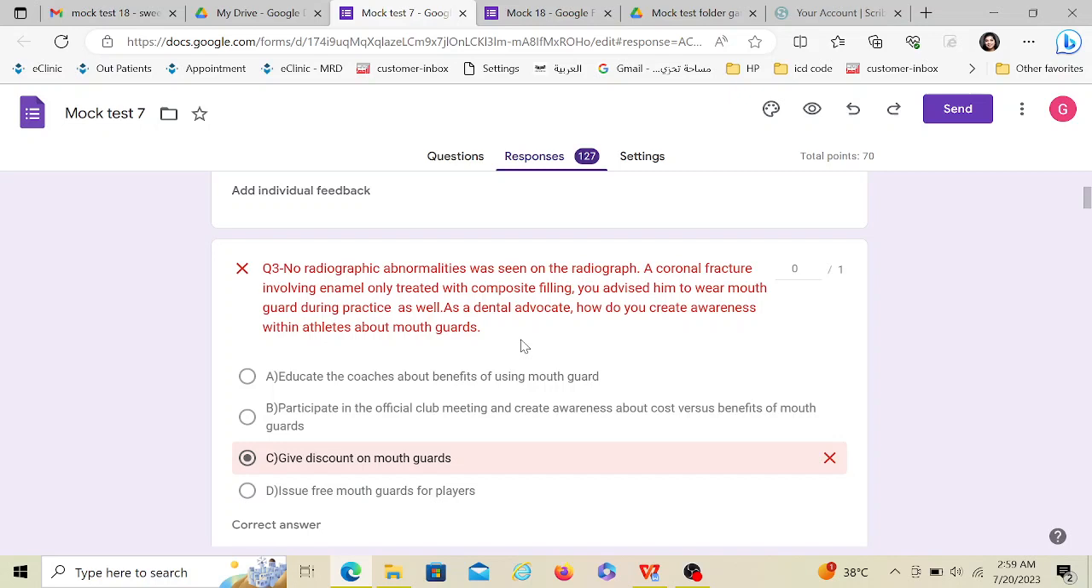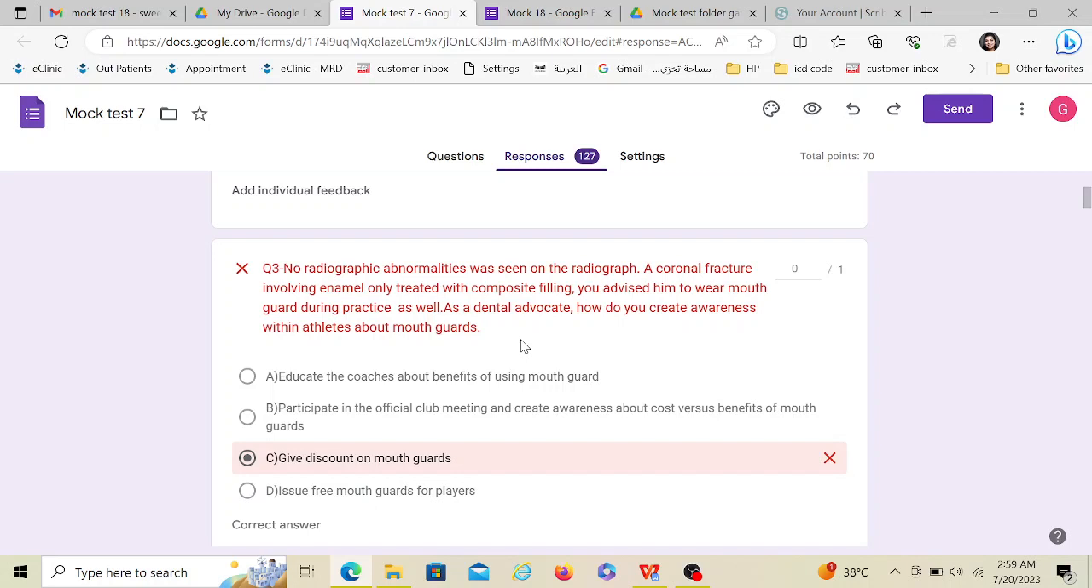So once you have these similar options in mind, now you start reading the options, which will help you a lot. So, which would be the most effective way in which you can create awareness within the athletes about mouth guards? So, first option, educate the coaches about benefits of using mouth guard. Fair enough. You can educate the coach, who passes it on to the athletes. Fair enough. Participate in the official club meeting and create awareness about cost versus benefits of mouth guards.